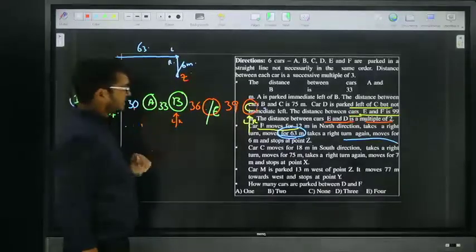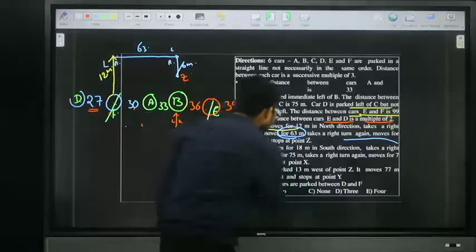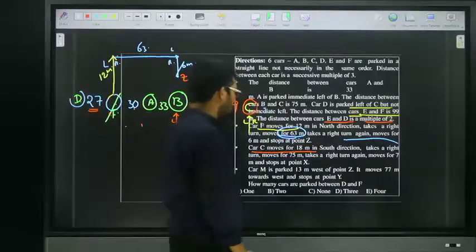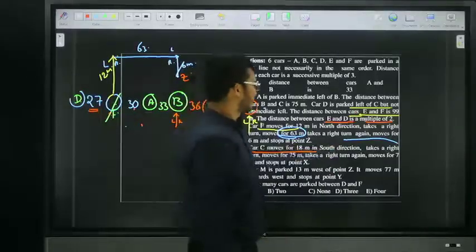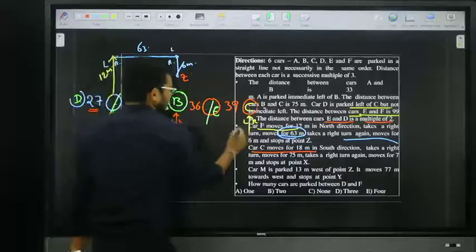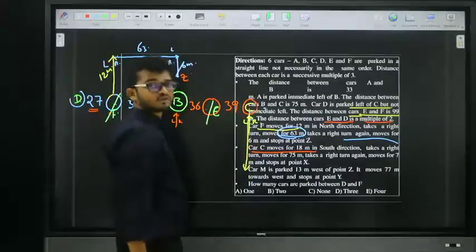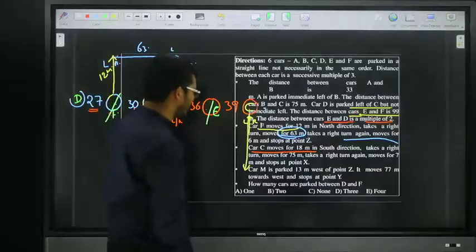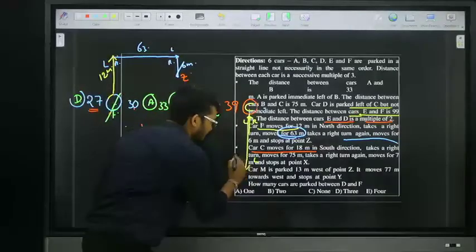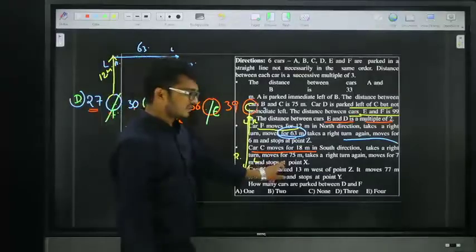Yes, leave it. Next, friends, leave it and go to the next one. Next point is: car C moves for 18 meters in south direction. Friends, stay here. Car C moves for 18 meters in south direction. Now facing south, which one is the left hand and which one is the right hand? Next it takes a right turn.